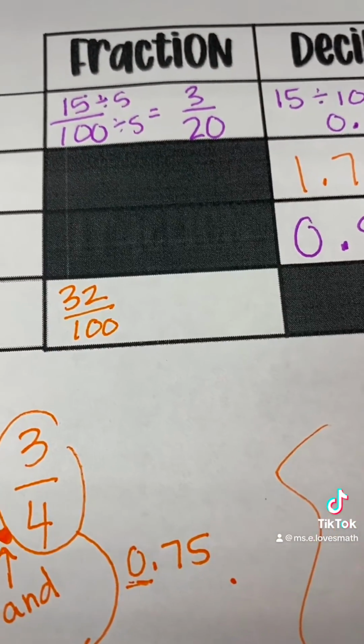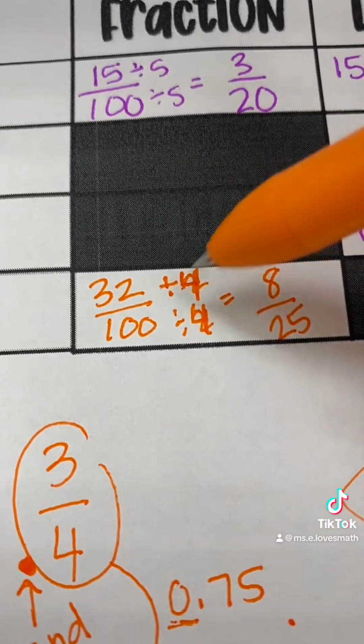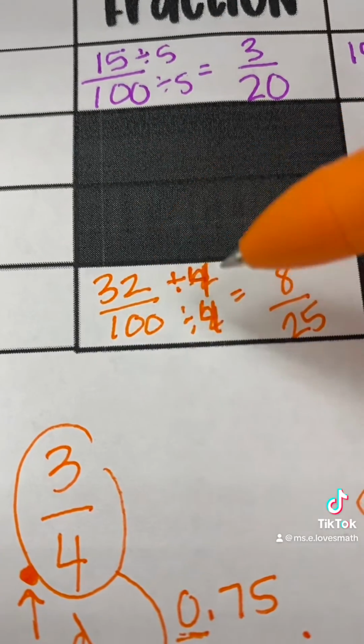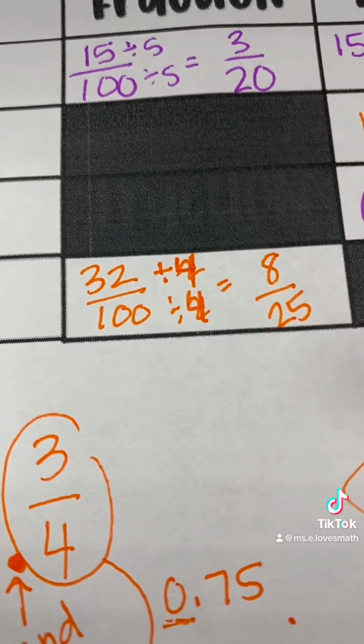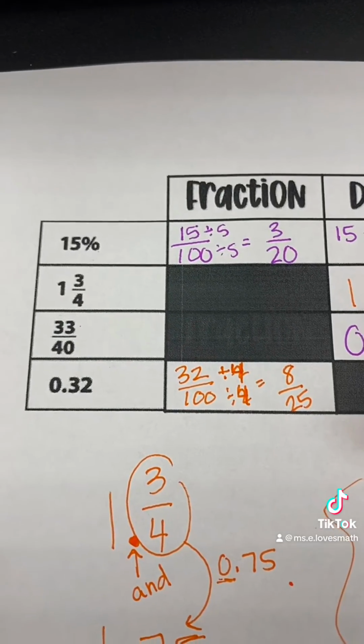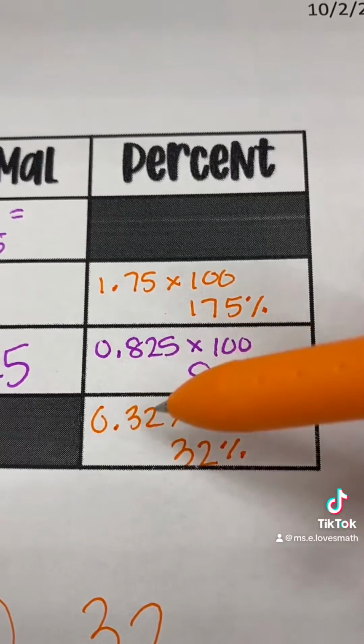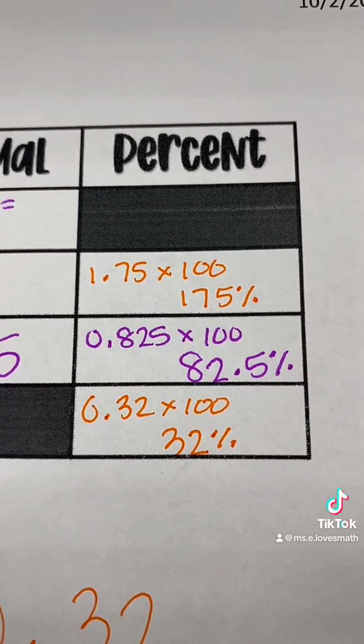Now we just need to simplify. Both of these can be divided by 4. 32 divided by 4 is 8. 100 divided by 4 is 25. So 8/25ths is the fraction equivalent of 32 hundredths. To turn it into a percent, we need to do 0.32 times 100 to get 32%.